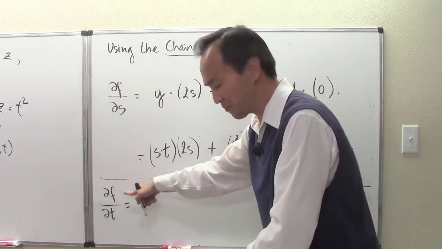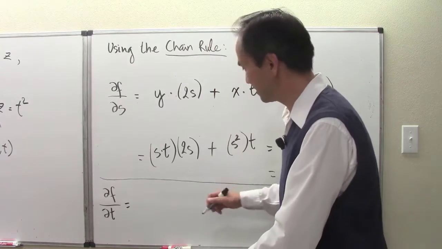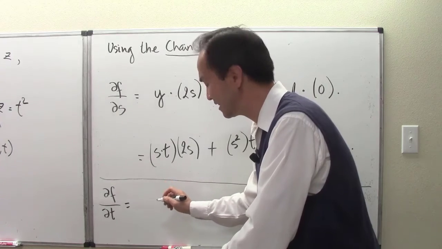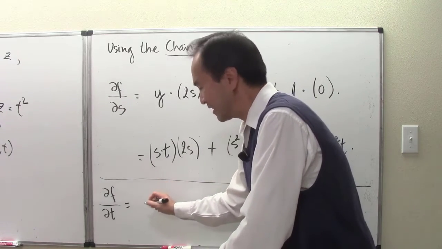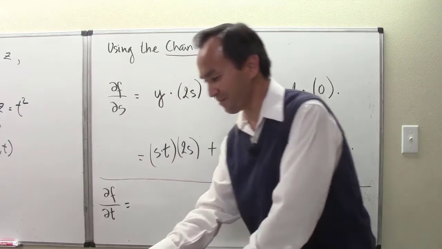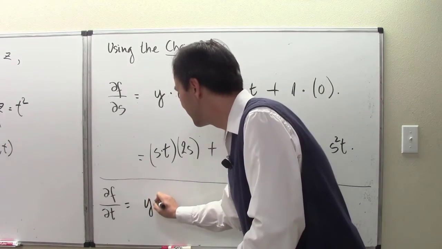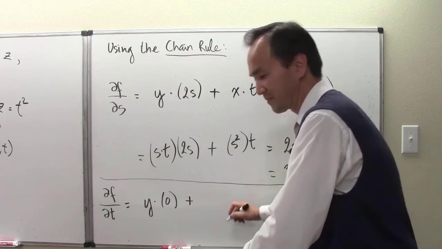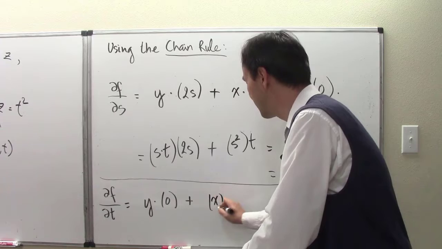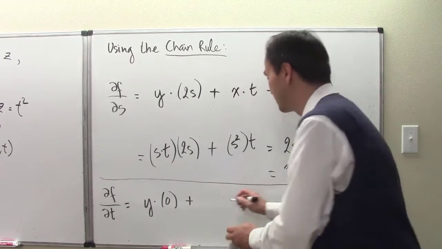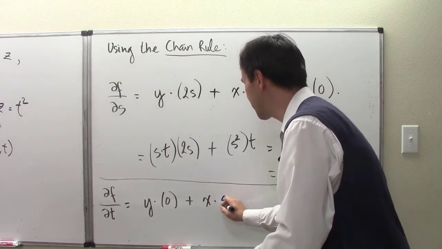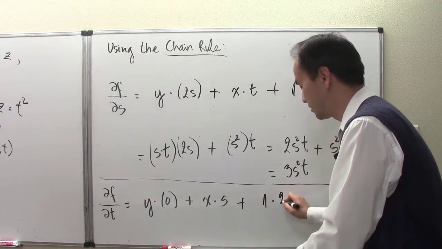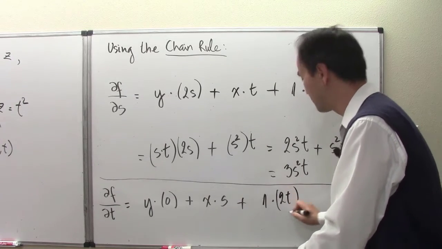So this is what I'm going to do. For df dt right here, I'm using the chain rule, and this is the setup that I get according to how I'm using the chain rule right now. So I'm getting y times 0 plus x times s, plus 1 times 2t.